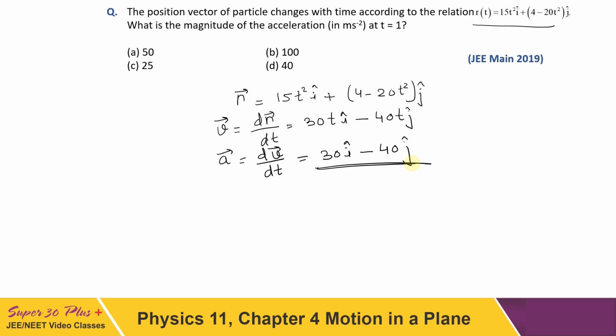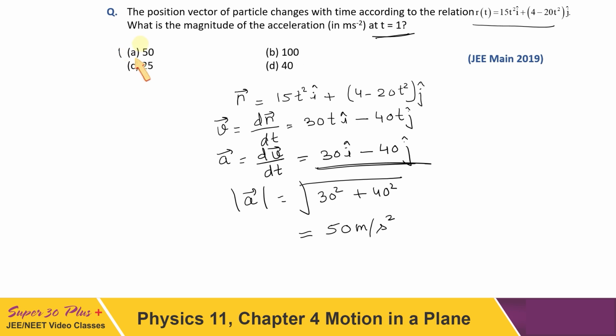So the magnitude of acceleration would be the same irrespective of the time considered here, which is given t is equal to 1 second. So whatever be the time given, it will have the same value. That would be equal to, of course, square root of 30 square plus 40 square, which on solving comes out to be 50 meter per second square, which is option number A.